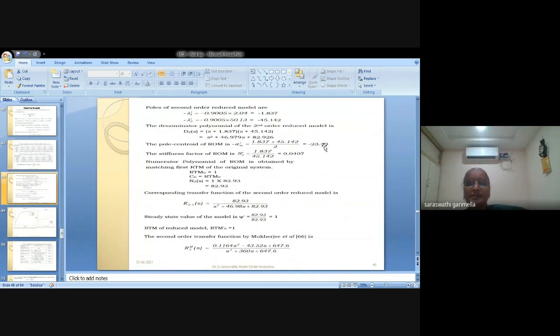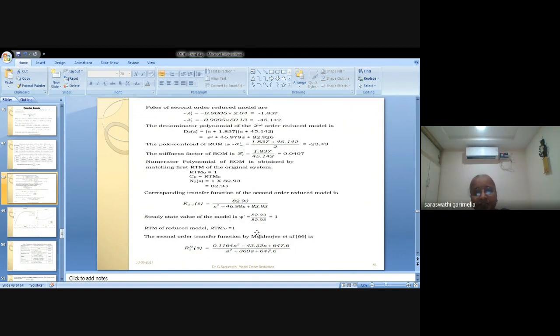If you want, I can show it from my other work. But okay, I'm saying they are the same because otherwise we cannot calculate. By considering these two only, we can calculate these two values. So I got these eigenvalues of the reduction model. From that, I got the numerator coefficients. So ultimately I got this as the transfer function.